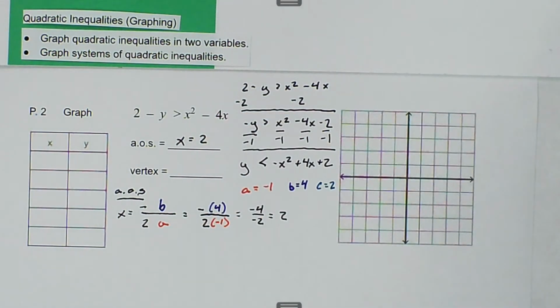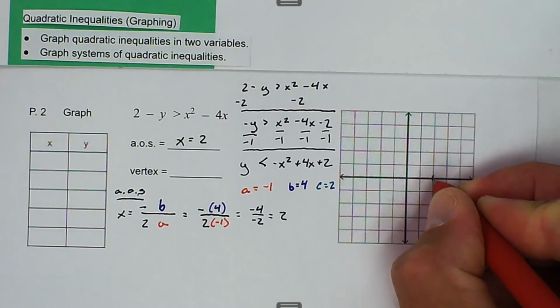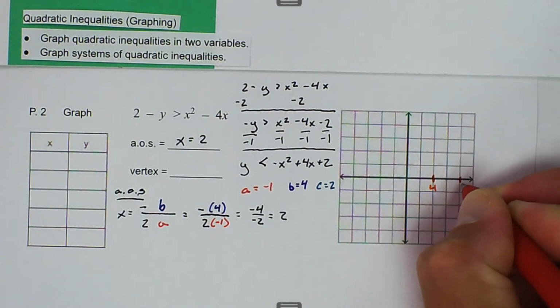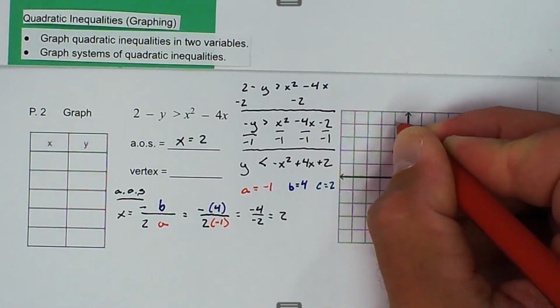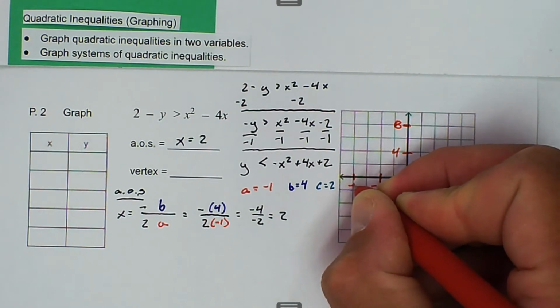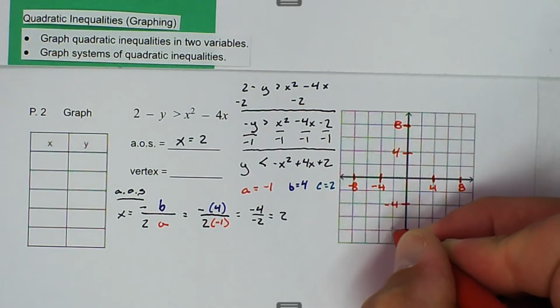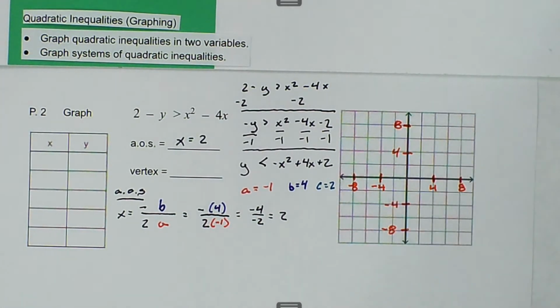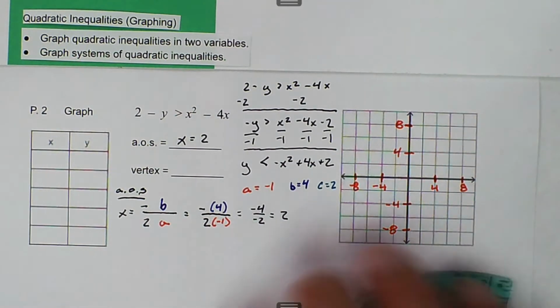So I can graph this. We can count by 2's for this. So 2, 4, 6, 8, and -2, -4, -6, -8. And the axis of symmetry goes through at x equals 2. So we can graph that.